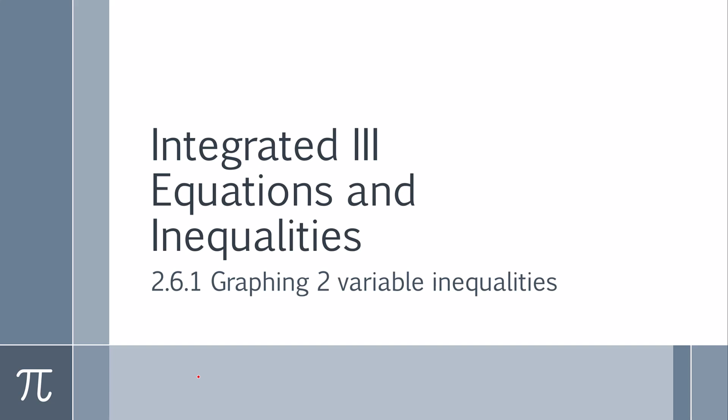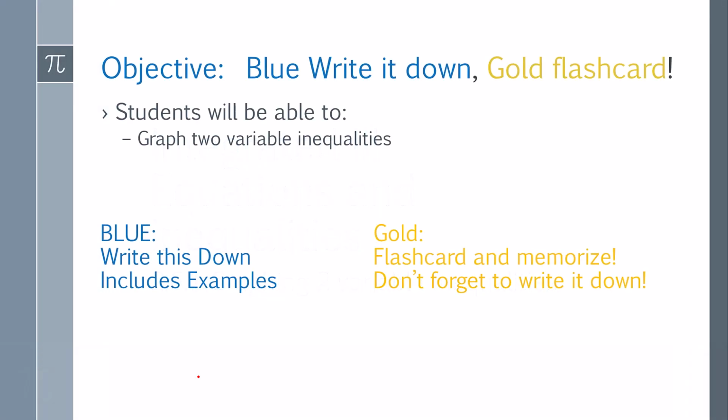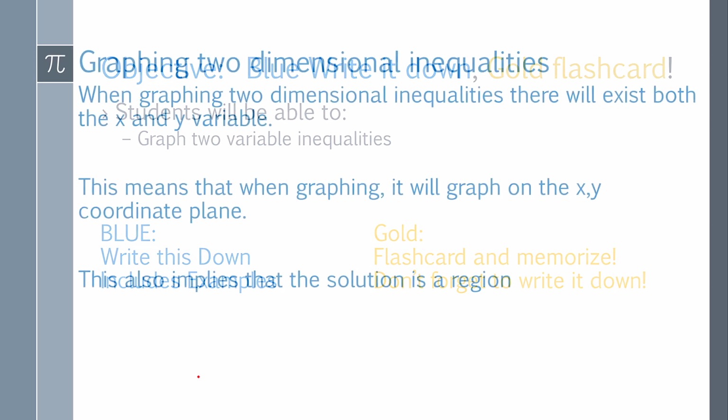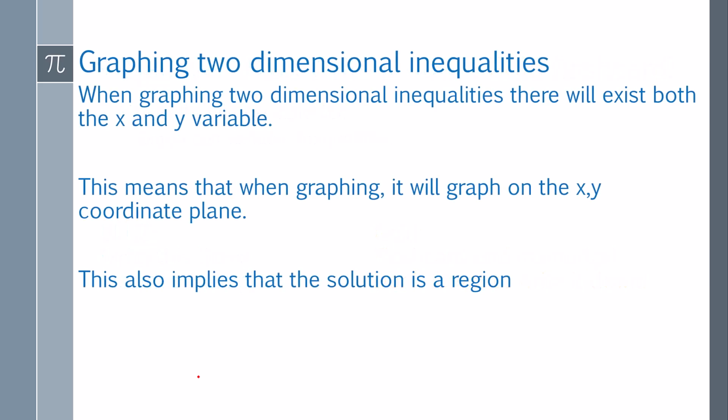This is section 261. We're going to be graphing two variable inequalities. Now, when we graph two-dimensional inequalities, we're no longer thinking of the linear number line. There's both an x and y, so we have to consider both of those number lines. Because of that, we're going to be graphing on the xy coordinate plane.